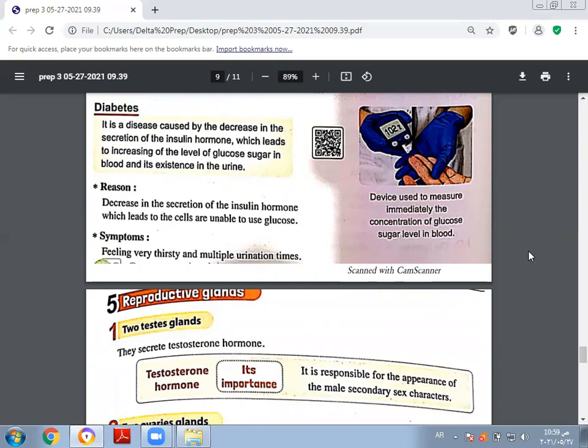And the device shown in this picture is used to immediately measure the concentration of glucose sugar in the blood, to identify diabetes patients and to give suitable treatment for them.